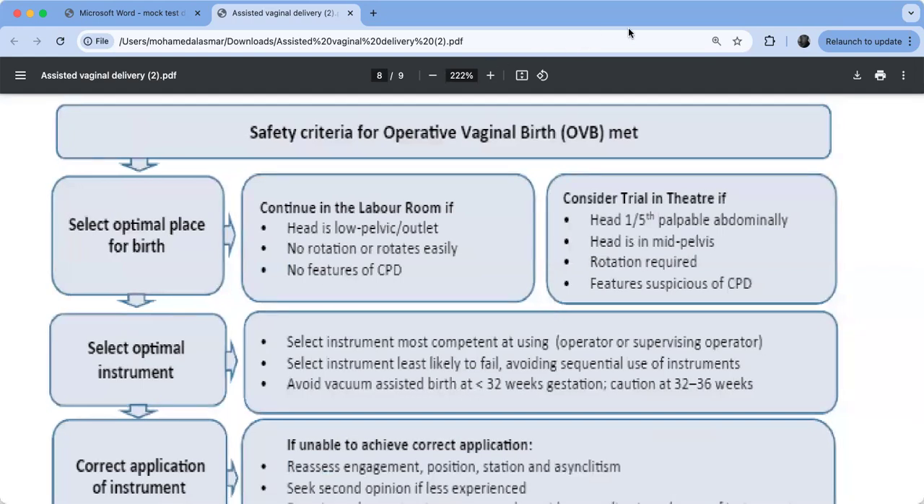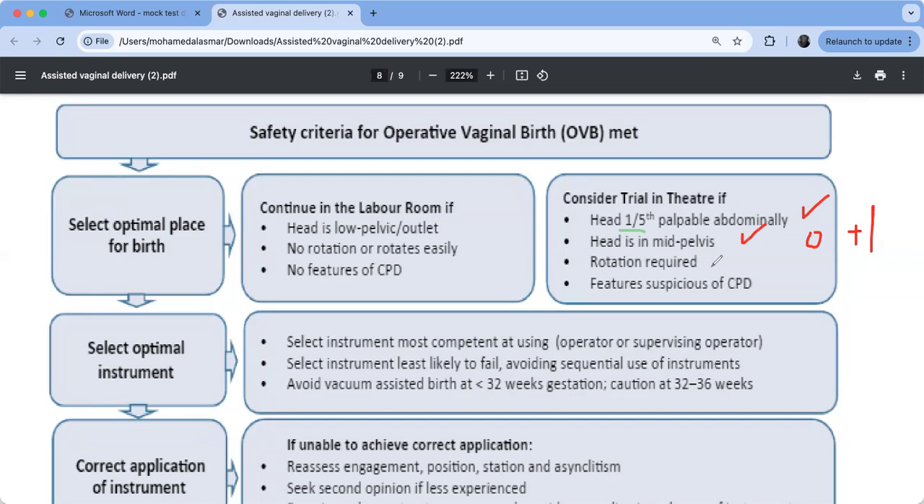So where to deliver, where to take the patient for instrumental delivery? I can take her to the theater if it is a difficult assisted vaginal delivery. How to know it's difficult? Is it based on being primary or multi? No, it's mainly based on the head station. If the head is 1/5 palpable, this is considered a little bit high, so take her to theater. If the head is in the mid pelvis, meaning 0 station or +1, take her also to theater.